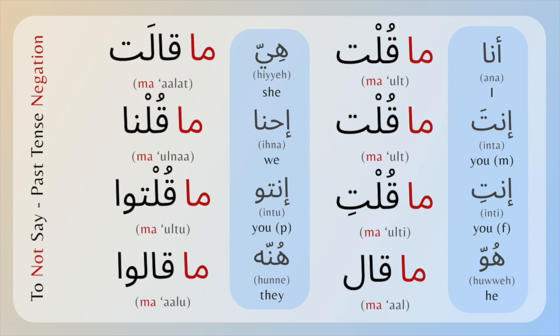Next we have the past tense negation. I didn't say, ما قلت. You didn't say, masculine form, ما قلت. You didn't say, feminine form, ما قلتي. He didn't say, ما قال. She didn't say, ما قالت. We didn't say, ما قلنا. You didn't say, plural form, ما قلتوا. They didn't say, ما قالوا.